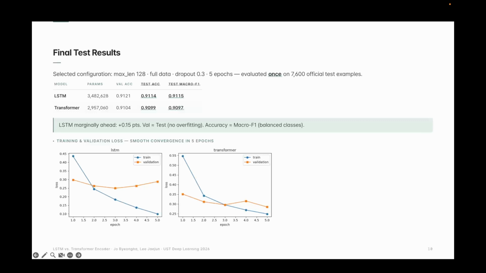Now the number we computed only once on the test set. The LSTM gets 91.14% and the transformer 90.99%, essentially a tie. Validation and test almost match, so we did not overfit, and the loss curves show both converge smoothly. The accuracy is honest, which raises the real question: if the two are tied, how do their errors actually differ?